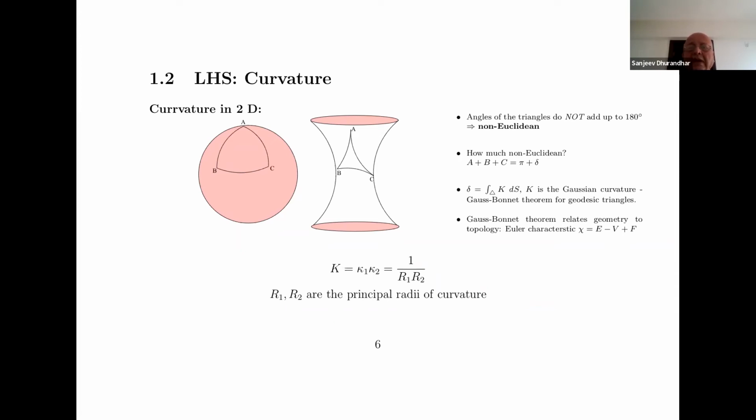The integral of k dA and all that will change. K might become negative, positive, because of the dent. It will not be uniform, but the integral will still be equal to 4 pi. That's what the Gauss-Bonnet theorem tells you.